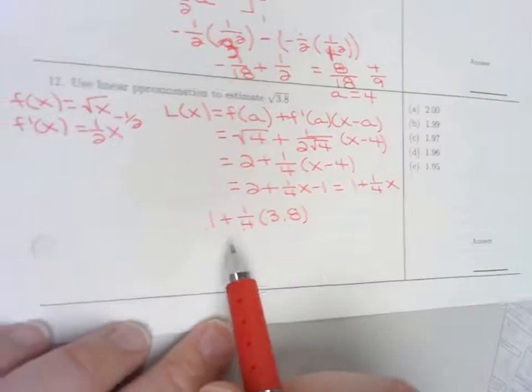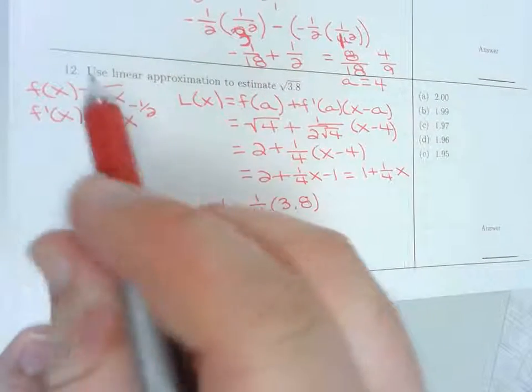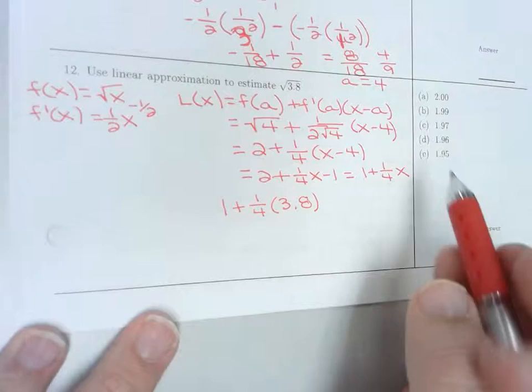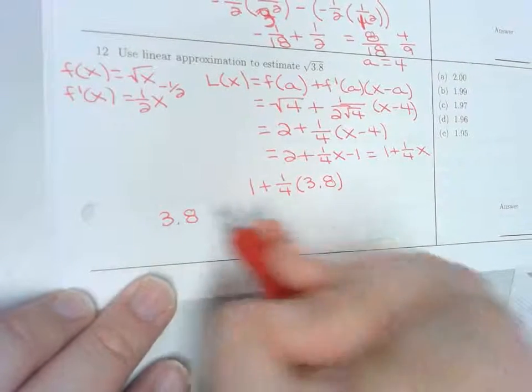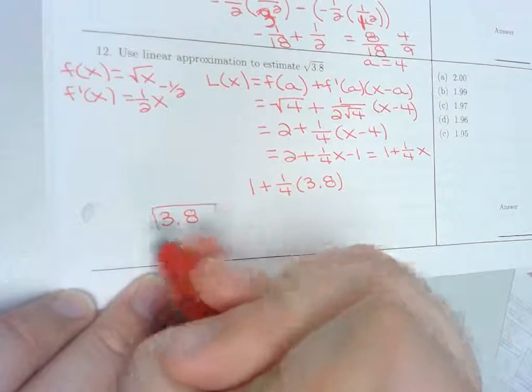3.8 divided by 4. Some good old long division. What's the word I was looking for?